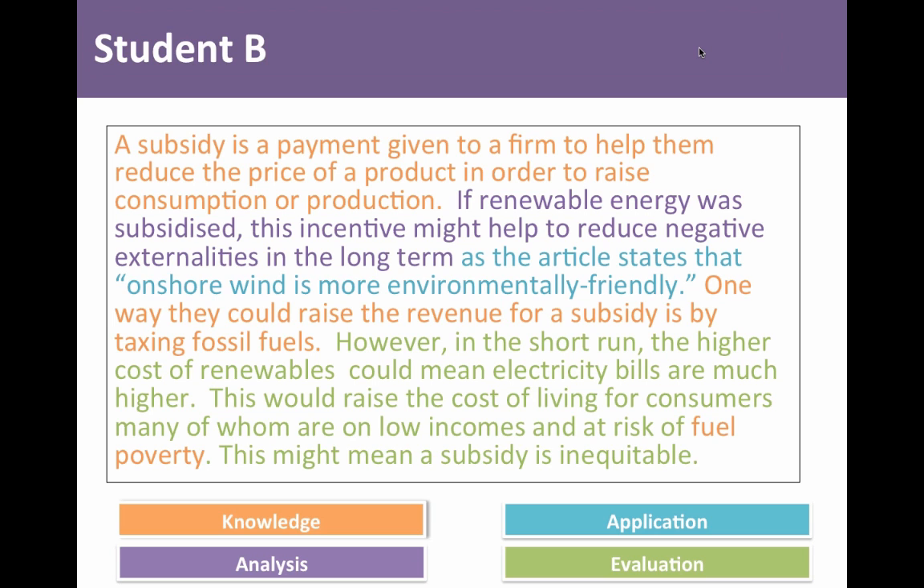A little bit of application. As the article states, onshore wind is more environmentally friendly. So they're trying to get some application. One way to raise the money is by taxing a fossil fuel, a carbon tax. Okay, that's some economics there. So, for example, a carbon tax could provide the tax revenues for a significant investment in offshore or onshore solar panels, solar farms, for example.